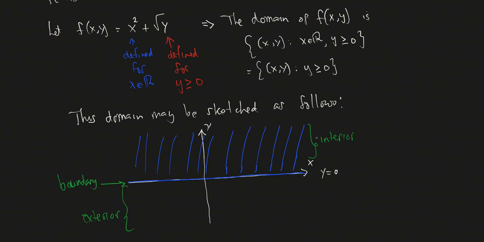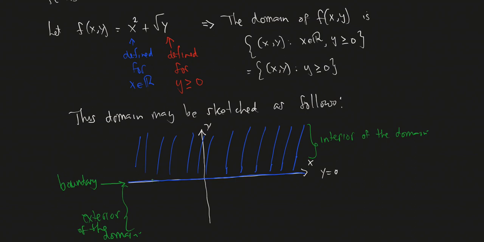I guess more precisely, I should say this is the interior of the domain, all the points where your y is definitely greater than 0. All the points where the y value is less than 0, this is the exterior of the domain. And then that line kind of straddles both.